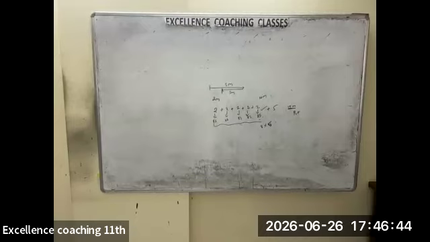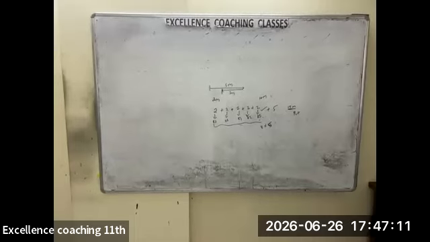Displacement with respect to distance. It is less than distance traveled. It is equal to distance traveled. Which one is incorrect? It is less than distance traveled is correct. It is equal to distance traveled is also correct. It is greater than distance traveled.